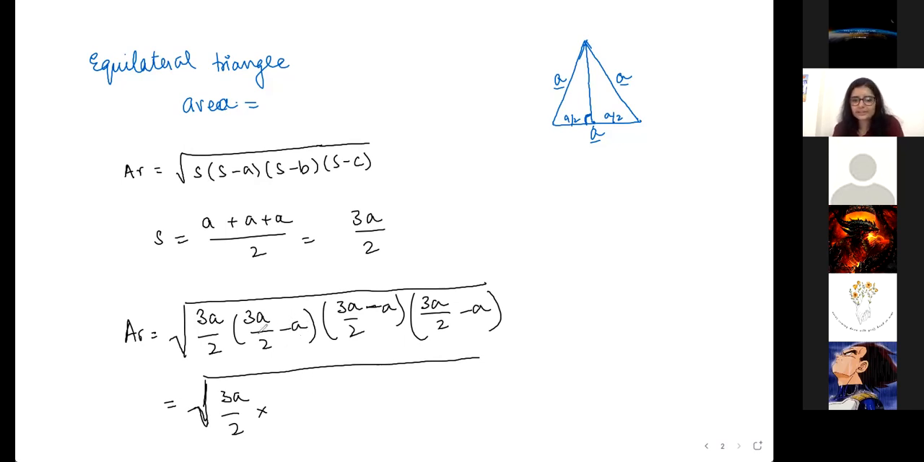So, Sujal, what is 3a by 2 minus a? Ma'am, multiplied by 3a by 2. No, just this part alone. 3a by 2 minus a bracket. Oh, okay. It is a by 2. That'll be equal to a by 2. And because the same thing is repeated, rest of it will also be a by 2, a by 2. Right? Abhi iska square root nikalna hai. Can you do that?